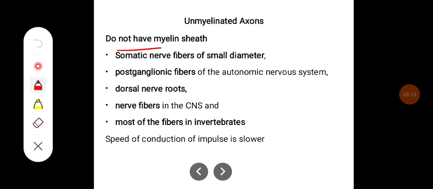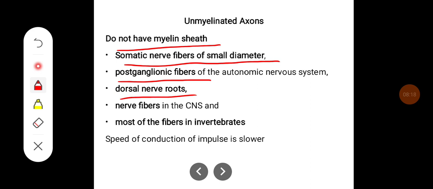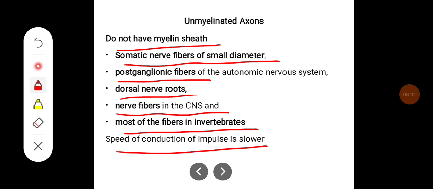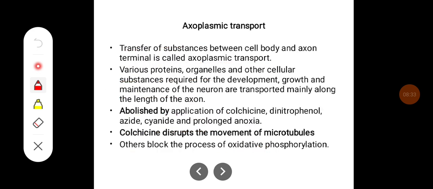Unmyelinated axons do not have a myelin sheath. The somatic nerve fibers of small diameter, postganglionic fibers of the autonomic nervous system, dorsal nerve roots, nerve fibers in the central nervous system, and most of the fibers in invertebrates are examples of unmyelinated axons. The speed of conduction of the impulse is slower compared to myelinated axons.